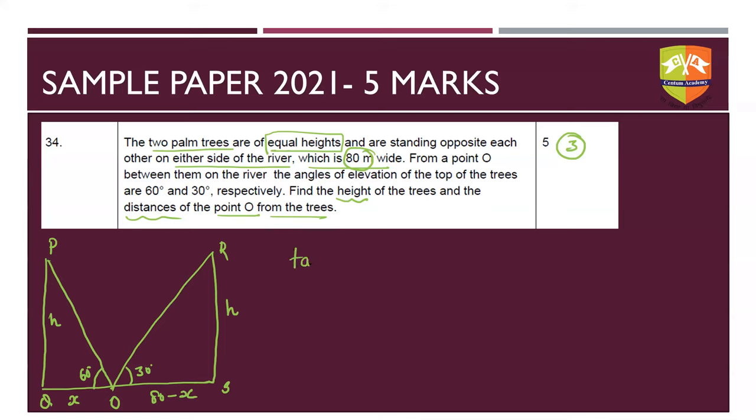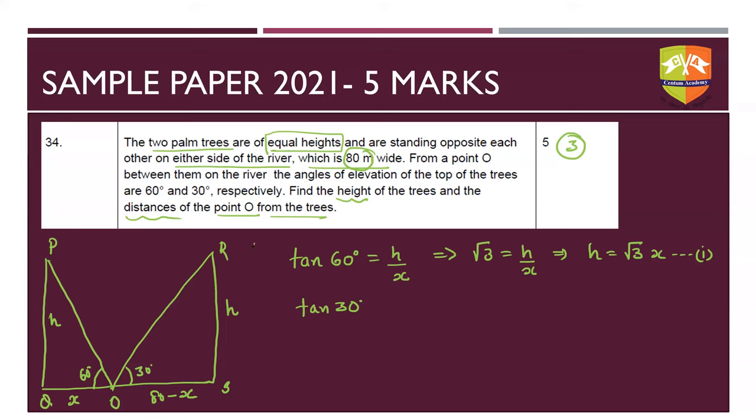So, always tan will be helpful. Tan 60 degrees is H upon X. This implies root 3 is equal to H upon X. This is equation one. Or you can also write, you have to find what? X and H both are required. So H is equal to root 3X. Write it as 1. Number the equations also. Next triangle.